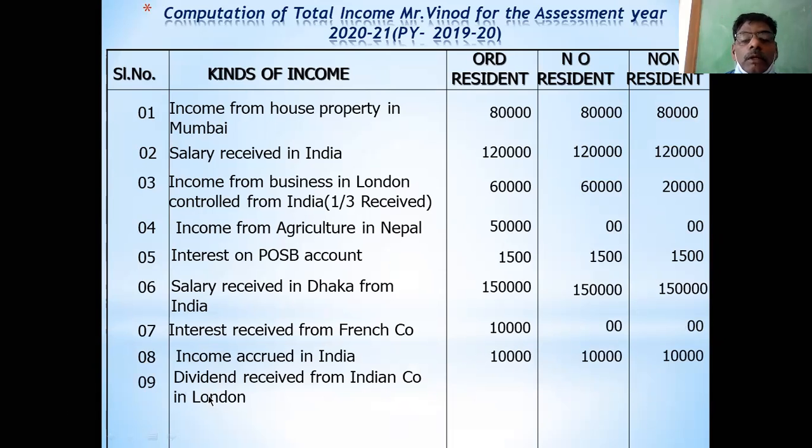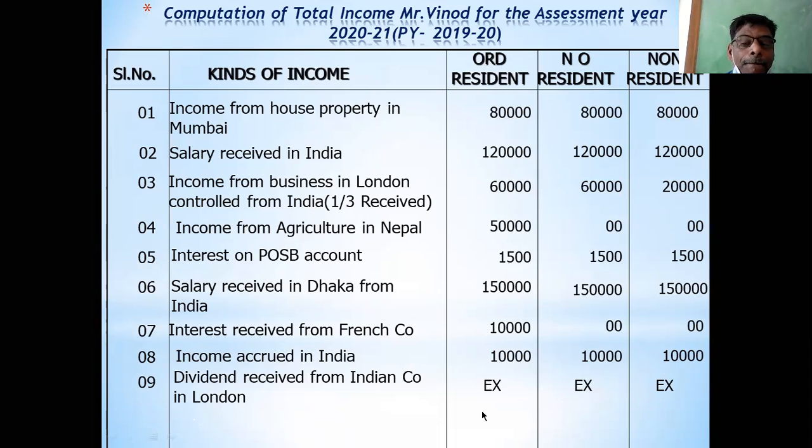Then dividend from Indian company is exempted from tax. Dividend from Indian company, whether you received it in India or outside India, is exempted. These are the items covered under the residential status. And one point I have not covered, that is the past untaxed.